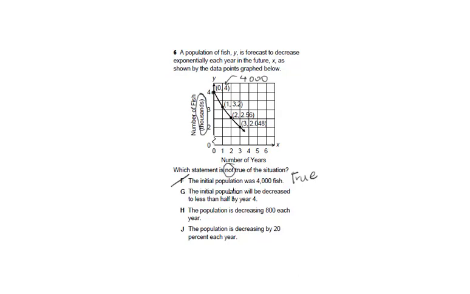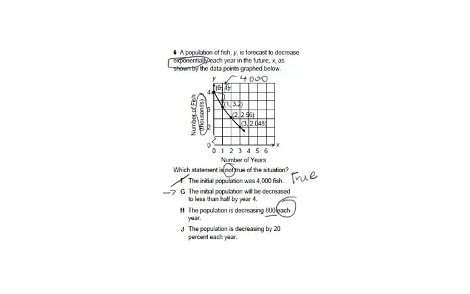G, the initial population will be decreased to less than half by year 4. Well, we're not quite sure yet, so I'll investigate that one more. Let's keep going. H says the population is decreasing 800 each year. Well, this should give me a flag because this is an exponential function, and that means that our rate of change is not going to be the same. It's not going to be the same 800 every year, but let's just verify.